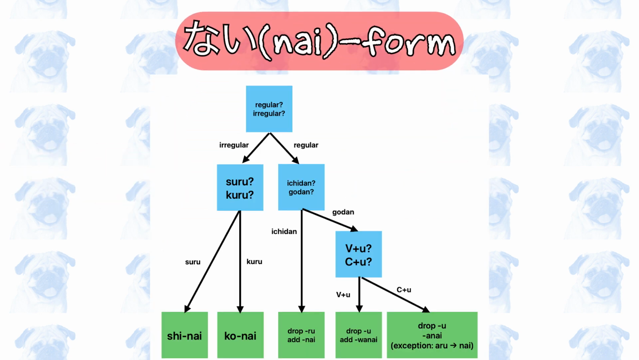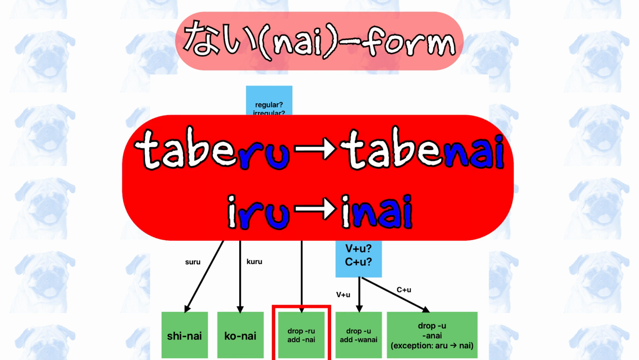First, let's have a quick recap on the ない form. As you can see from this flowchart, the two irregular verbs, する and 来る become しない and 来ない respectively. With 一段 verbs, you drop the る ending and add ない. For example, 食べる 食べない, いる いない.